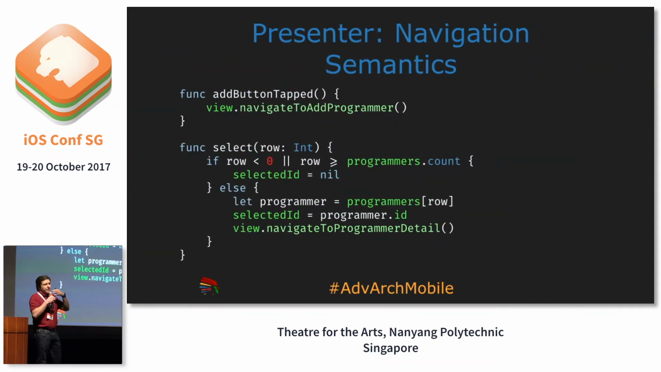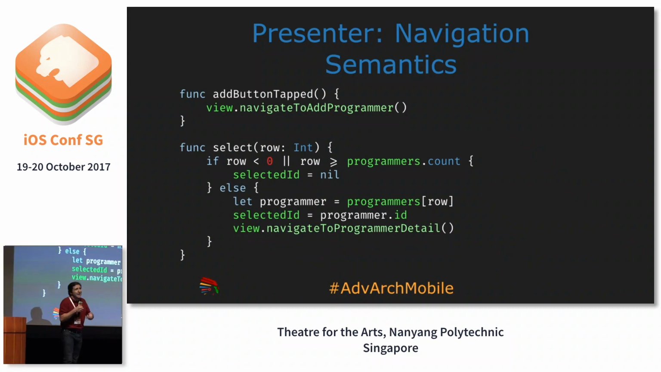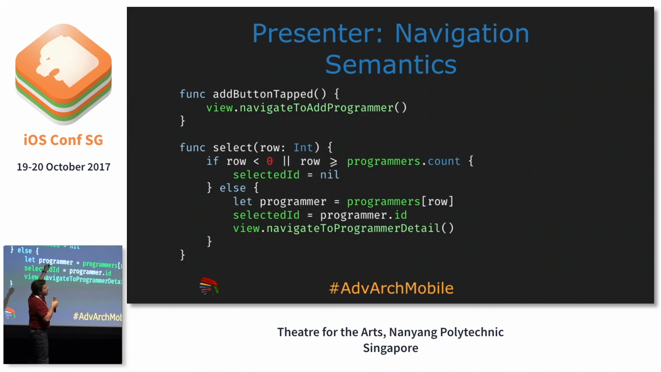What happens in the presenter? Okay, so the presenter receives these calls to these methods, and when the view controller tells it that the add button has been tapped, it will tell the view, okay, the semantics that are attached to that event are that I want you to navigate to add parameters. Or if the user has selected that cell, I want you to navigate to this detail. Pretty easy.